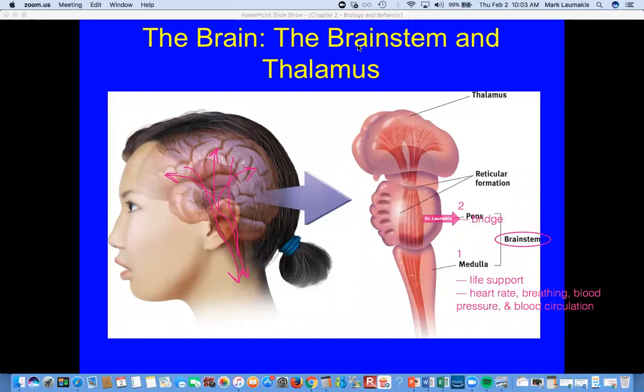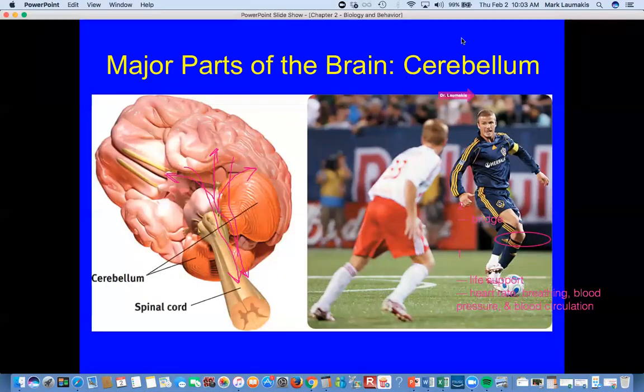I'm going to save the thalamus for a second, because I've got built into the next slide another structure that's pretty darn close geographically within your brain to the medulla and the pons. That structure is known as the cerebellum. So let me get rid of my scribbling here.